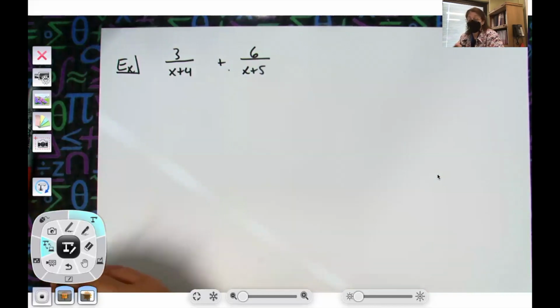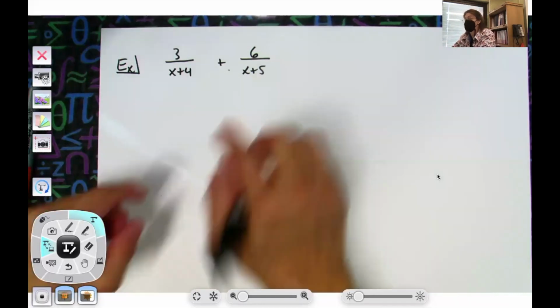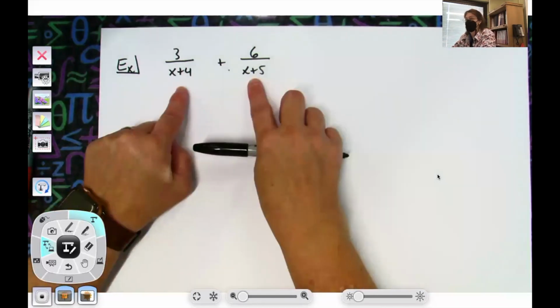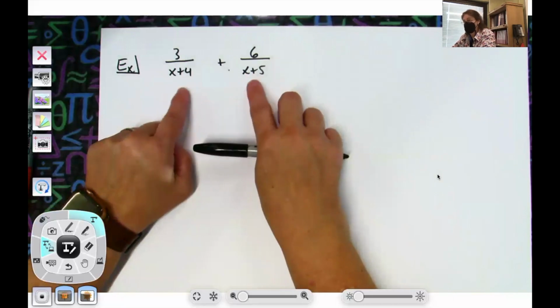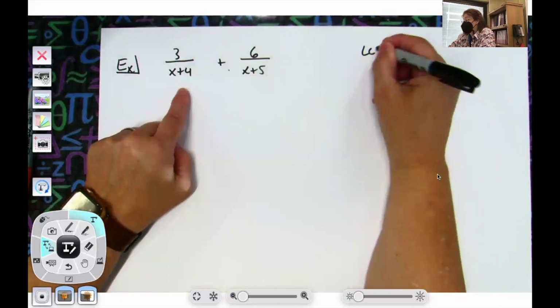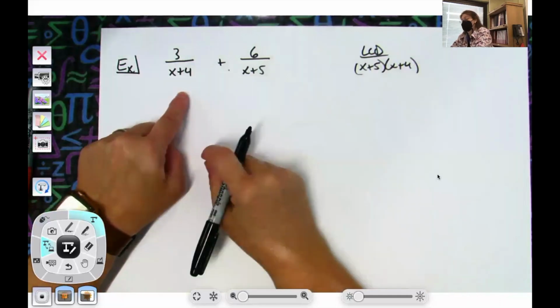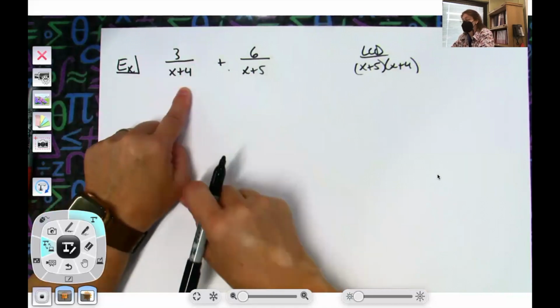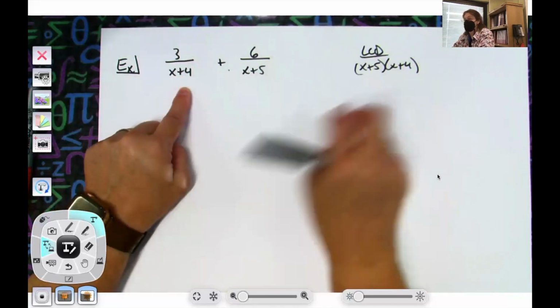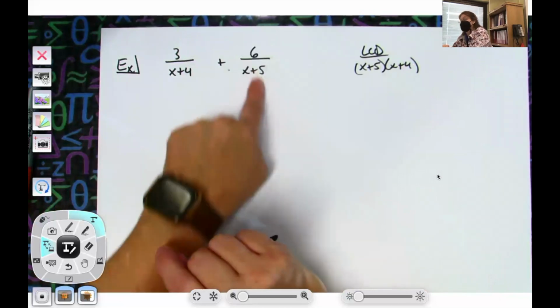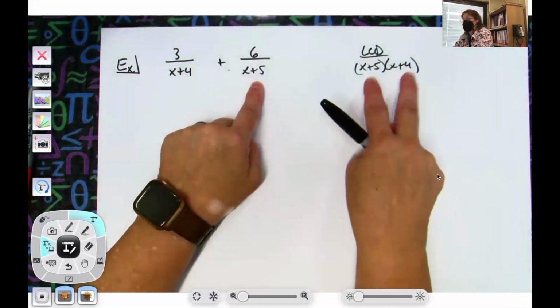I've got to get common denominators. The easiest way to come up with a least common denominator is just to take one of everything they've got. So I want a denominator of x plus 4, x plus 5. That would be my least common denominator. In other words, I've got to multiply this fraction by something so that its denominator looks like this.